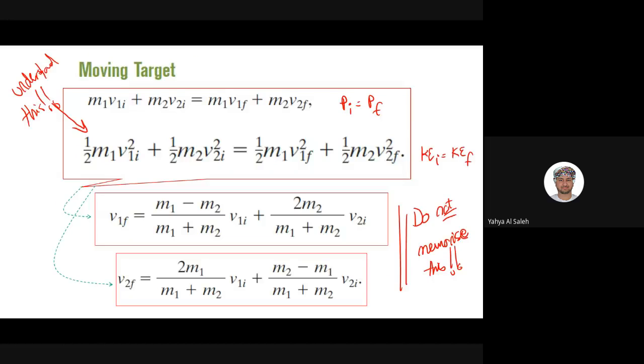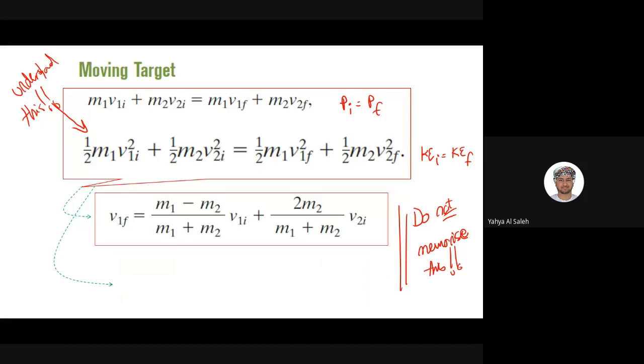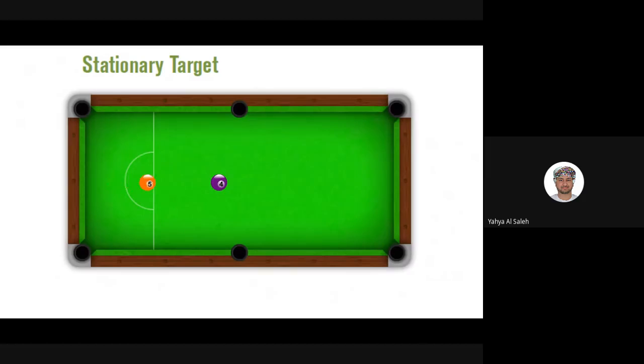Okay. Let's take one example. Two bodies, one is stationary, one is moving. They hit each other. Now both of them are moving. I'll play it again.